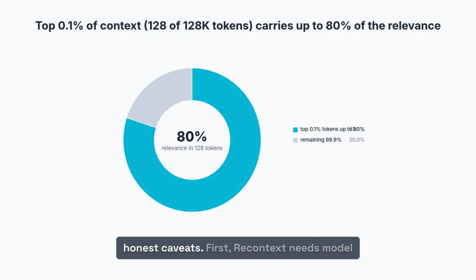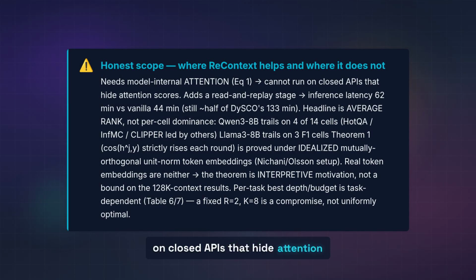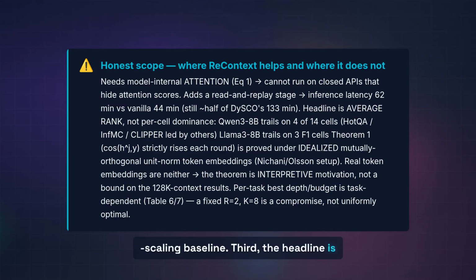3 honest caveats. First, ReContext needs model internal attention, so it cannot run on closed APIs that hide attention scores. Second, the read and replay stage adds latency, 62 minutes versus 44 for vanilla on the hardest benchmark, though still roughly half the cost of the strongest attention rescaling baseline. Third, the headline is average rank, not per cell dominance. On the 8 billion model, ReContext trails on 4 of 14 cells.